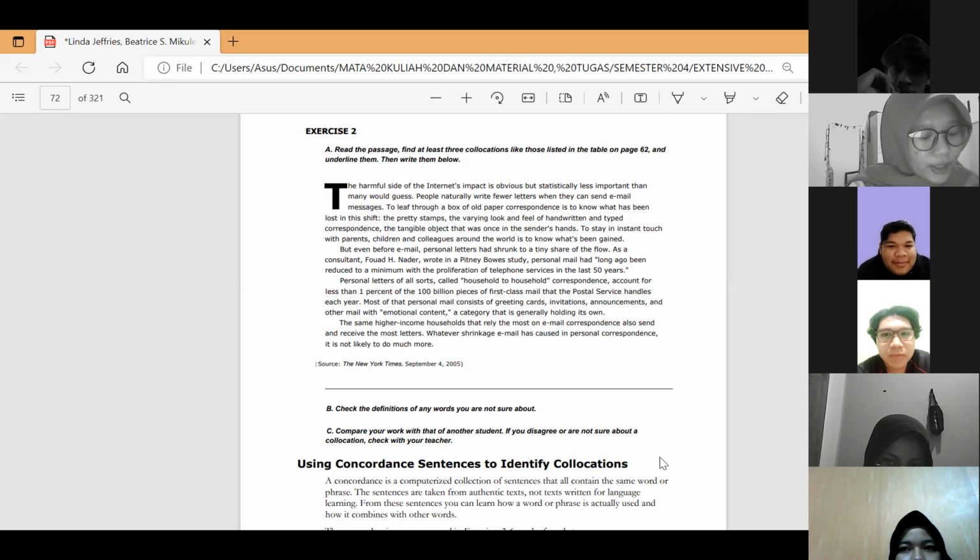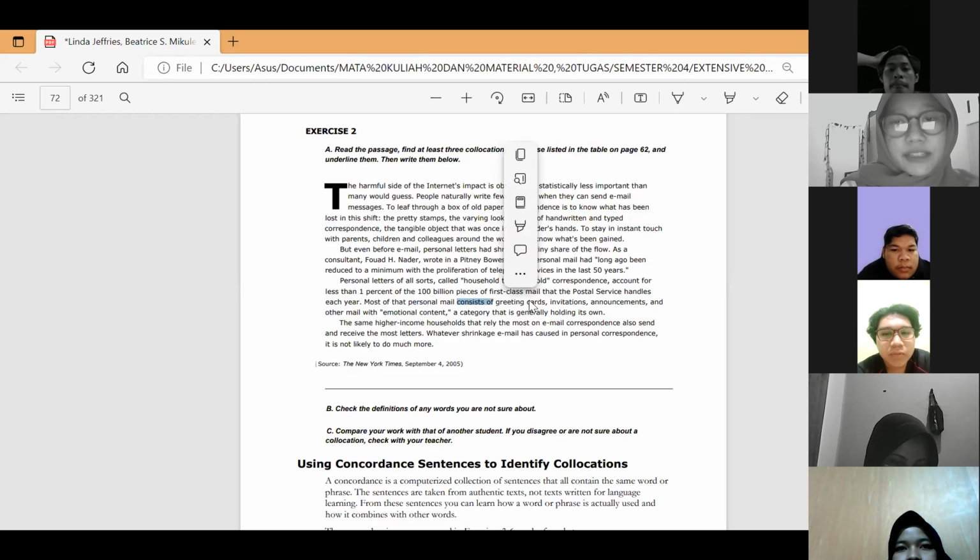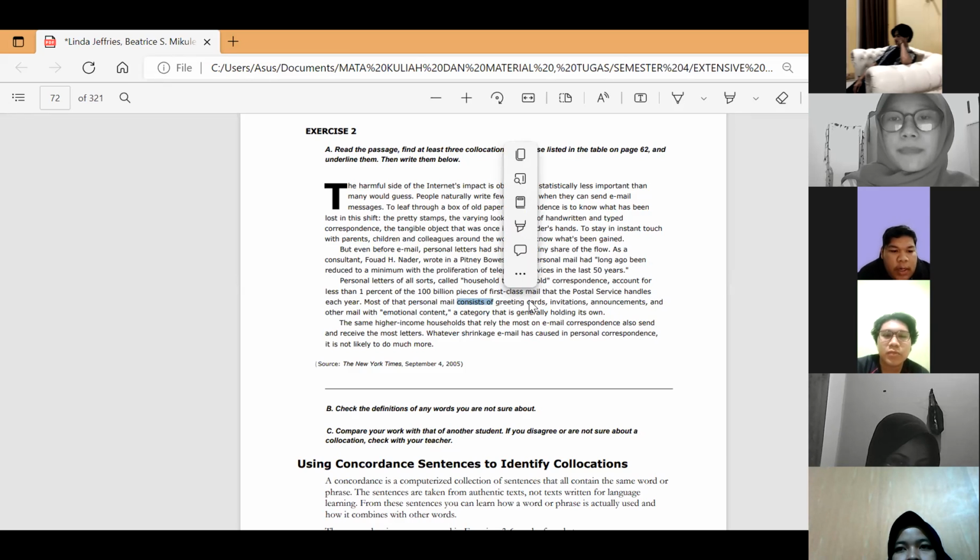Okay, I also found consists of, as you can see here. Consists of greeting cards, invitations, announcements, and other mail with emotional content. Emotional content, I also think, is a collocation. Thank you, Fadhil, please. Yeah, exactly. I also found that, but I didn't mention it. Thank you, Fadhil. Good job. So I think that's all for exercise 2.